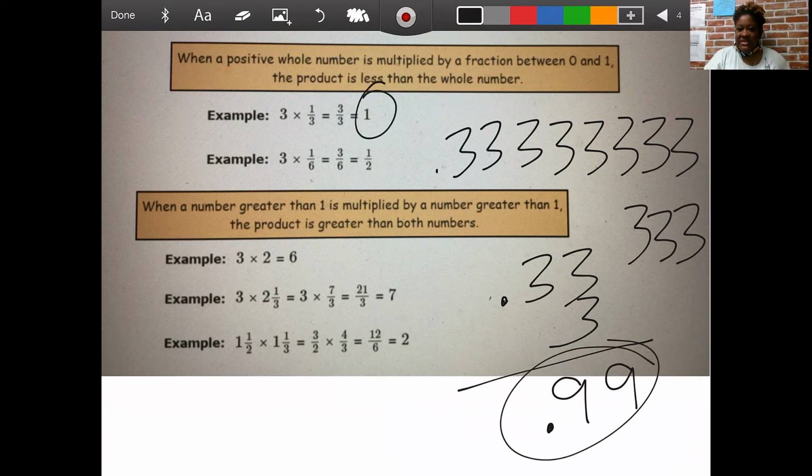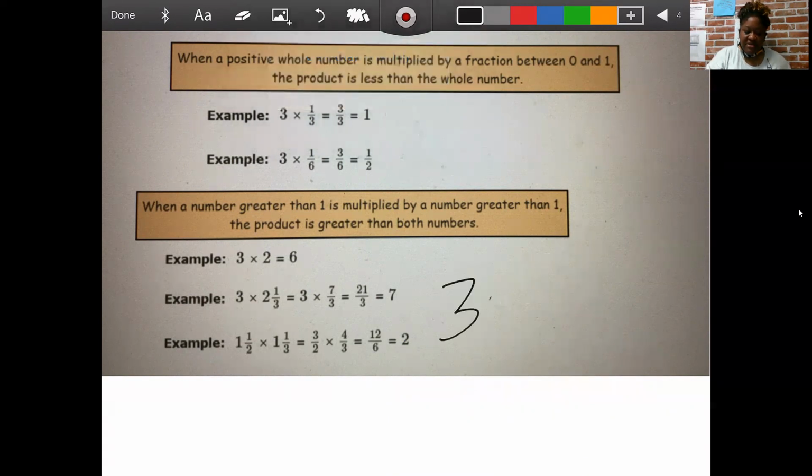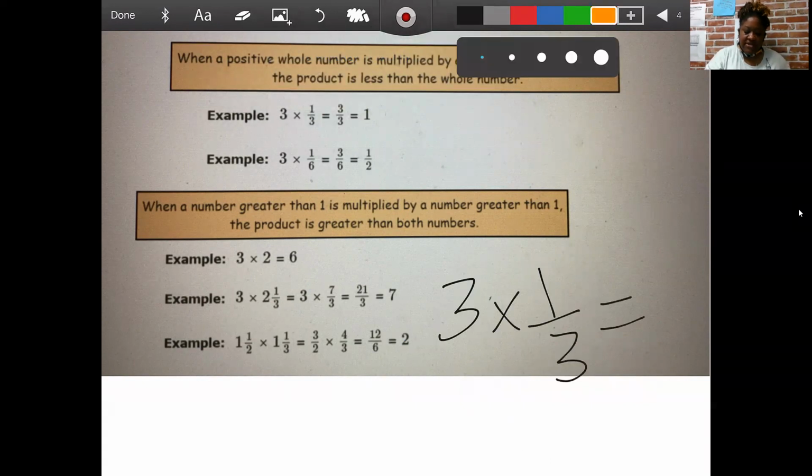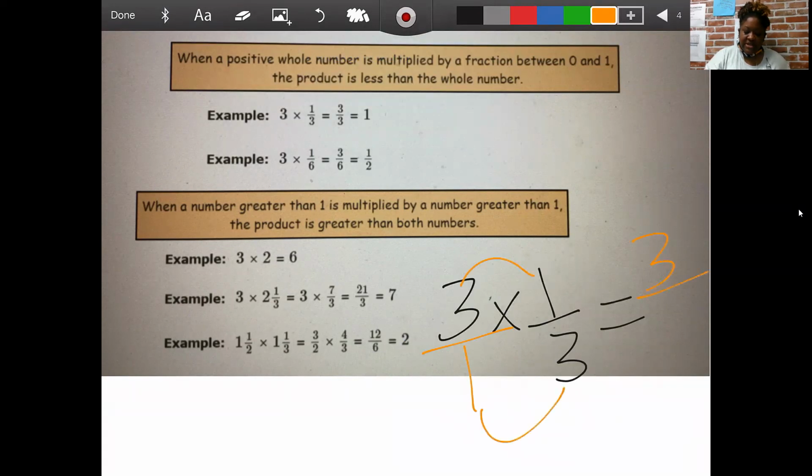So that's one of the risks that you take when you're using money. That's why I showed you how to multiply it if you did not want to use money. So if you did not want to use money, you put an invisible 1. 3 times 1 is 3, 3 times 1 is 3, and you get 3 over 3, which is $1. Okay, that's a really good question.